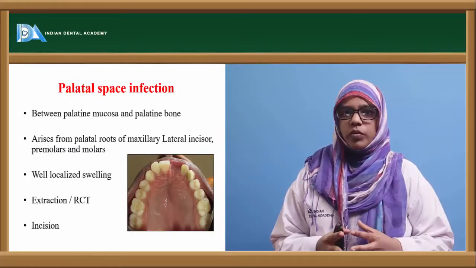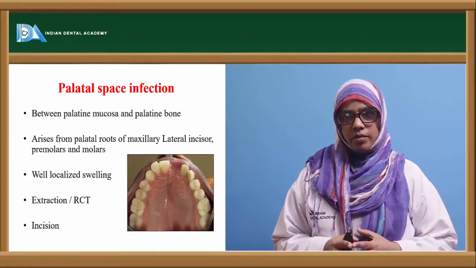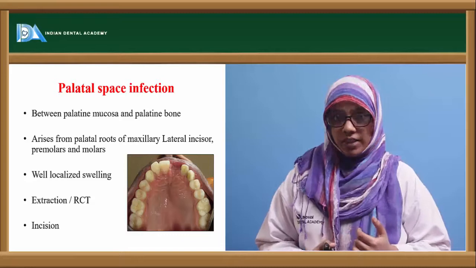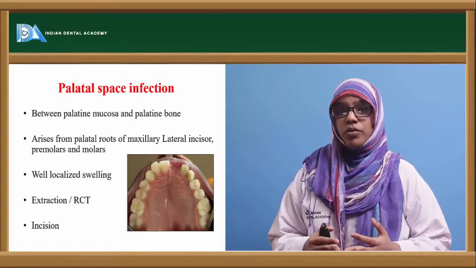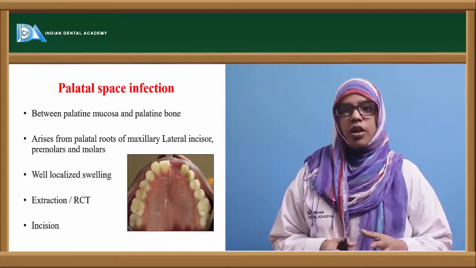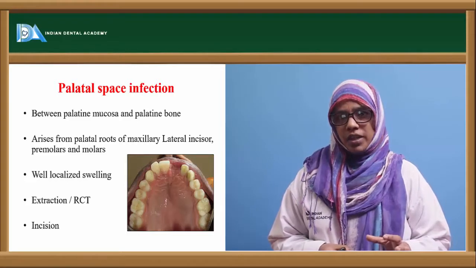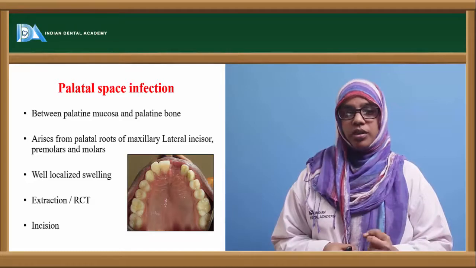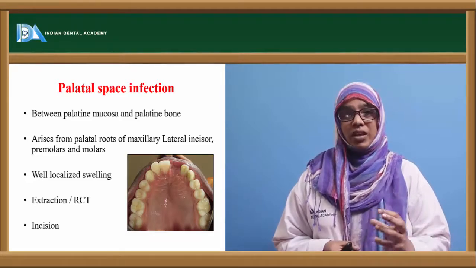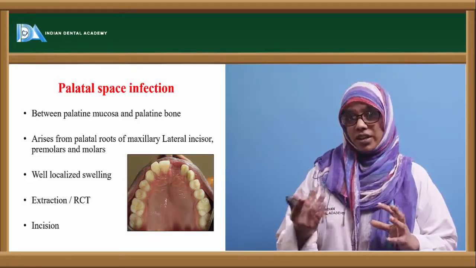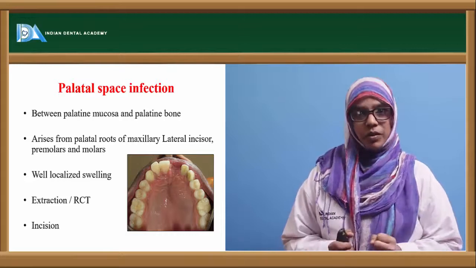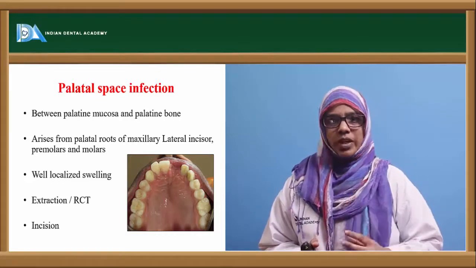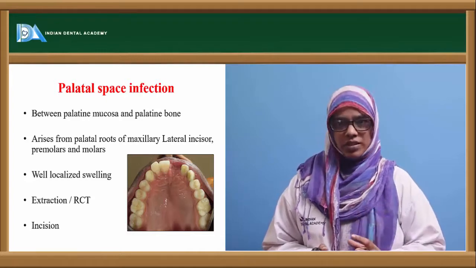Now, palatal space infection. Now, it's an area between the palatal mucosa and the palatal bone. It basically arises from the palatal root of the maxillary lateral incisor, and from the premolars and molars of the maxilla. Now, a well-localized swelling will be there. Since the palatal mucosa is strictly adhered to the bone, the swelling can cause severe pain because of the greater palatine innervation, which is getting compressed because of the swelling. So, there will be severe localized pain in that area. The swelling could be soft to doughy in consistency.